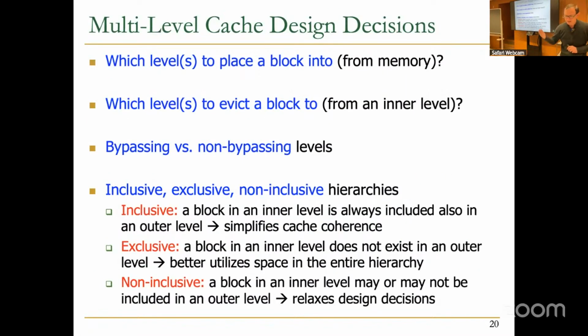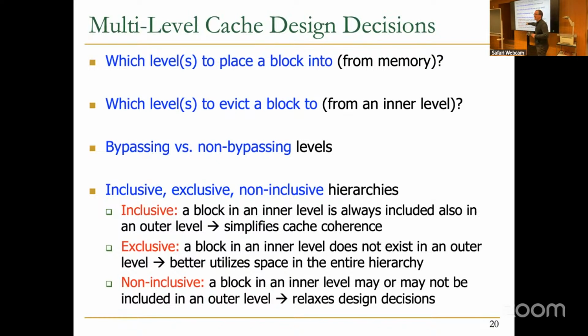OK. So there, you may have also seen inclusive, exclusive, non-inclusive hierarchies before. Yes or no? OK, very briefly, again, there's no magic over here, but inclusive means that a block in an inner level cache is always included also in an outer level, meaning that any block that's in L1 is also in L2. Any block that's in L2 is also in L3. Any block that's in L3 is also in L4. And hopefully in memory also, all of them. Yeah, basically this simplifies cache coherence. If we talk about cache coherence, you will see that. But of course, inclusive is not good for replication. You replicate the data many times across many levels, right? So you're not utilizing your chip space nicely.